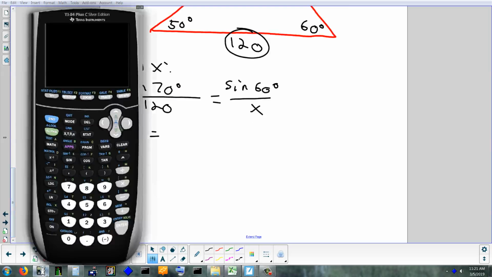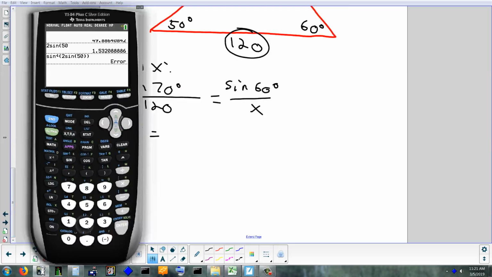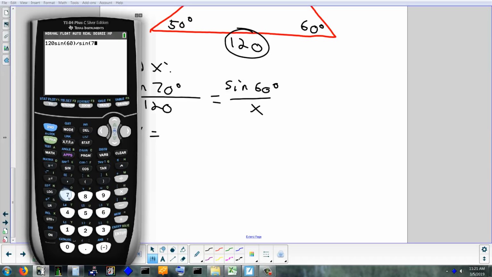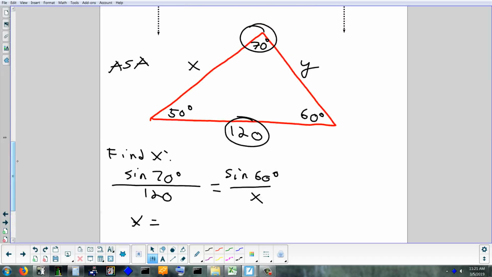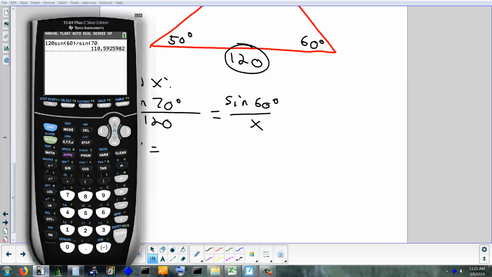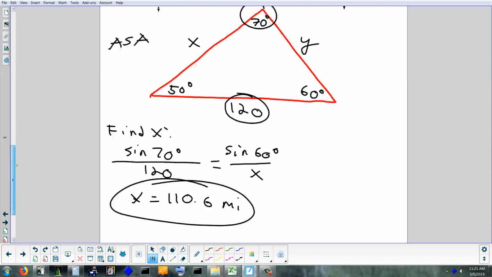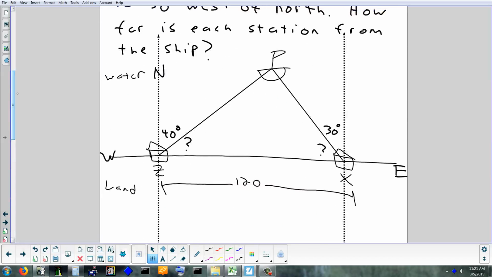So it's going to be 120 sine 60 divided by sine 70. Let's see what that comes out to. So the distance on the left side of the triangle, whatever that is, 110.6 miles. And that was the distance from Zulu to the boat. The left side.